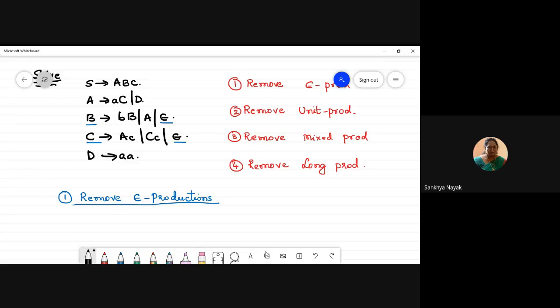So continue with the answer. Continue solving it. You have two nullable symbols, one is B and one is C. So basically you have to remove B derives epsilon and you have to remove C derives epsilon. These two you have to remove. Okay. So tell me when it's done. In the chat section, tell me after the step is completed.